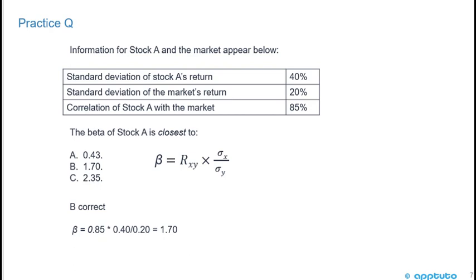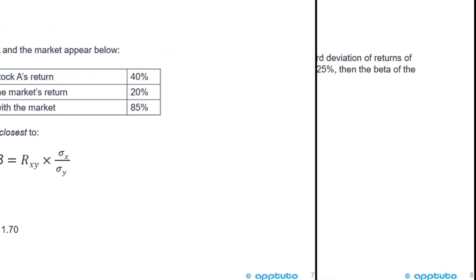The beta equals the correlation coefficient times the standard deviation of X divided by the standard deviation of Y. So CFA 101, given 3 variables, calculate the fourth. Very straightforward. So the beta equals 0.85, the correlation, times 0.4 divided by 0.2, which is the standard deviation of the stock, divided by the standard deviation of the market, and that gives us 1.7.